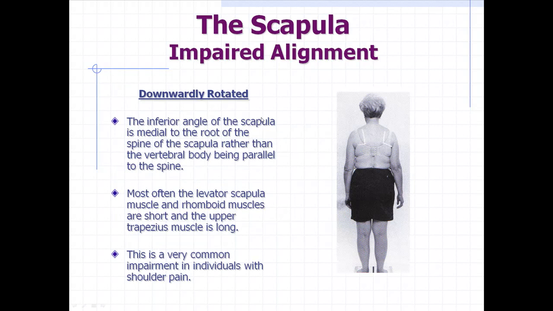Here we can see a lady that has an abnormally positioned scapula. We can see these tapes here are marking the medial border of the scapula. And what we can see on this side in particular is that the inferior angle is closer to the midline than the root of the spine of the scapula. In this situation, that's known as a downward rotation. What happens with a downward rotation is the acromion process gets pushed down towards the humerus itself, increasing the risk of shoulder impingement.